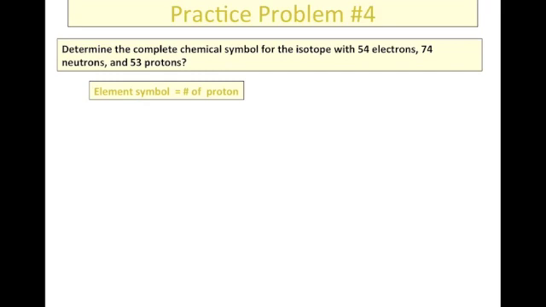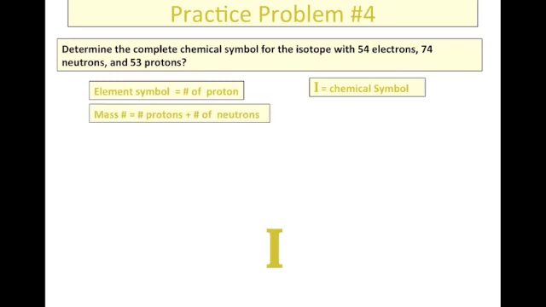Looking on your periodic table, find the element that has an atomic number of 53. That would be iodine. The chemical symbol for iodine is a capital I. So that would be the first part of the chemical symbol for my isotope. Next, we want to calculate the mass number, which is determined by adding your protons and neutrons. This isotope has 53 protons and 74 neutrons for a total of 127 as the mass number.